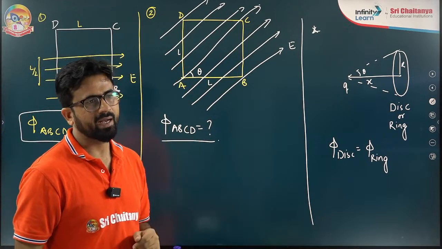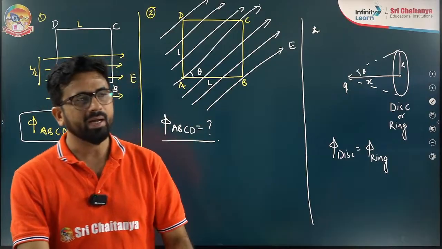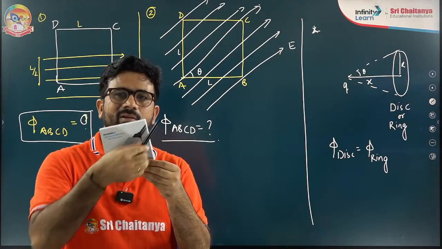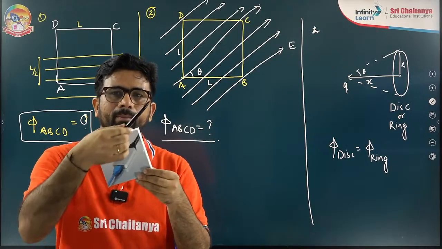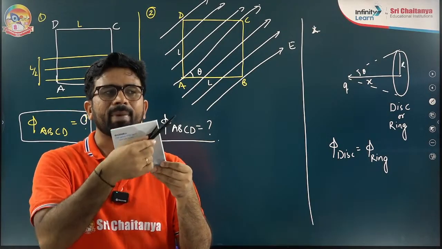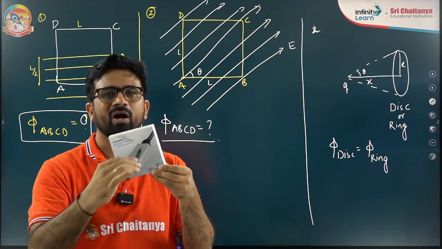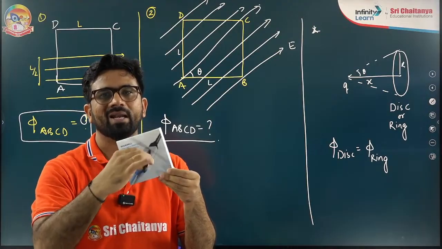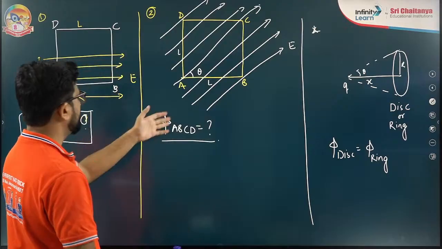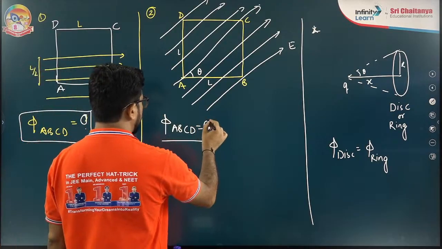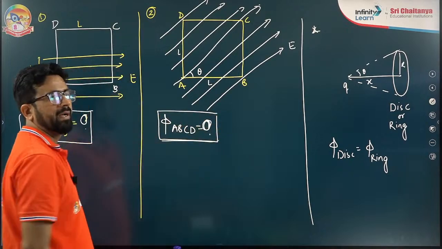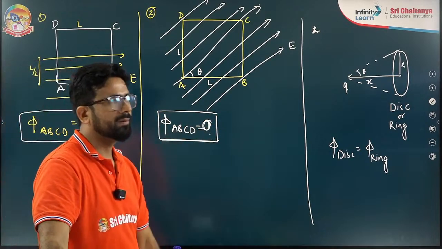Second problem I am taking. Now again, this is one square sheet. Now the field is like this. This field is going at some angle, but it is again parallel to this sheet only. That means how much is passing through this perpendicularly? 0. So what is the flux associated with this ABCD? Again the answer is 0. It's a very basic thing that we have to solve.